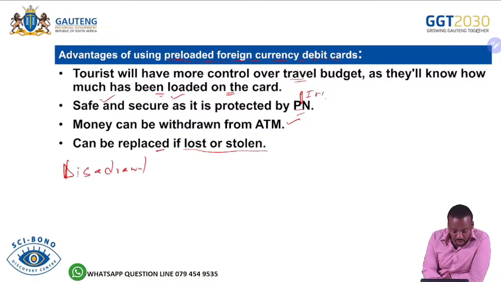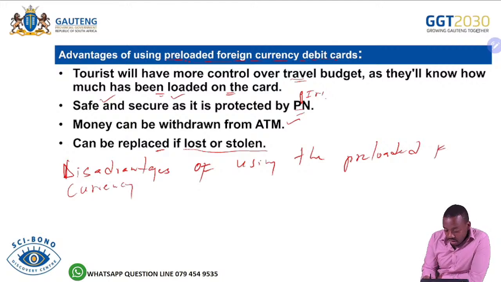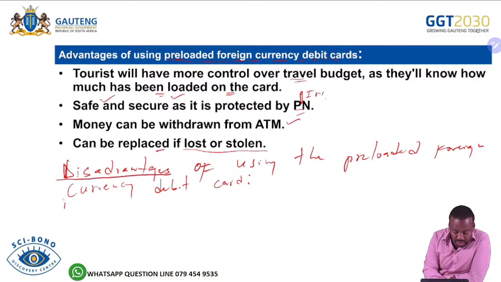Disadvantages of using the preloaded foreign currency debit card, right?